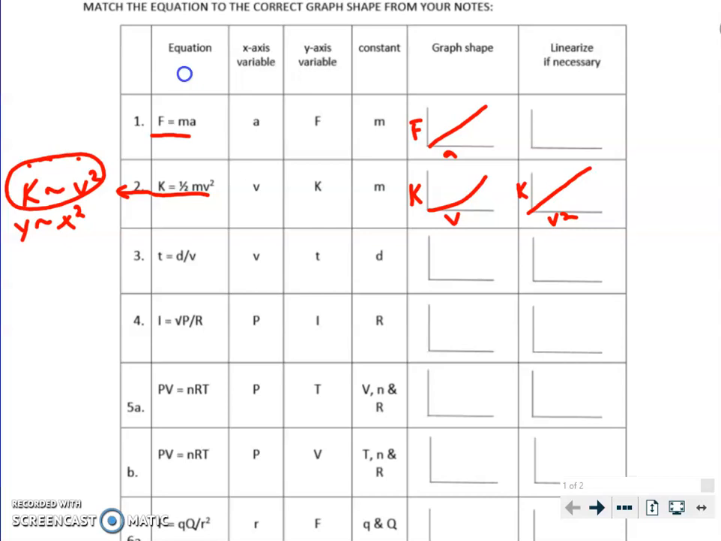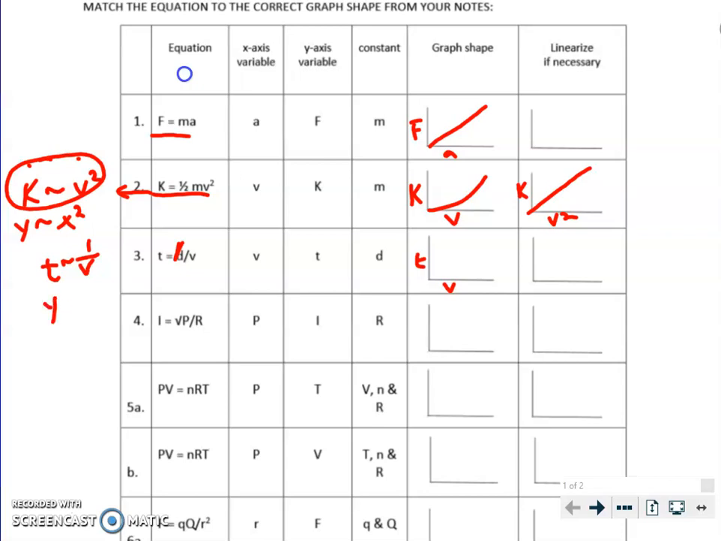All right, last one. T is equal to d divided by v. Our x-axis is v. Our y-axis is t. And d is constant. So what I'm basically saying is t is proportional. Now let's be careful. If I ignore the d, that doesn't leave v. It leaves 1 over v, because v is in the denominator of that equation. That's not linear. If t was proportional to v, then I'd get a straight line. It's not quadratic. There's no squared in there.